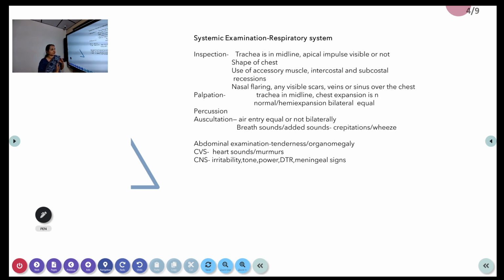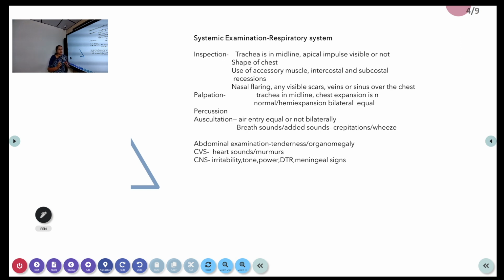Then you look for the accessory muscles of respiration, whether they are working, intercostal, subcostal retractions, then the nasal flaring, then visible scars, veins, all that you know. Then palpation. For palpation also, you palpate for the trachea, whether it is in the midline or slightly shifted to the right, which also is normal. Then you look for the chest expansions.